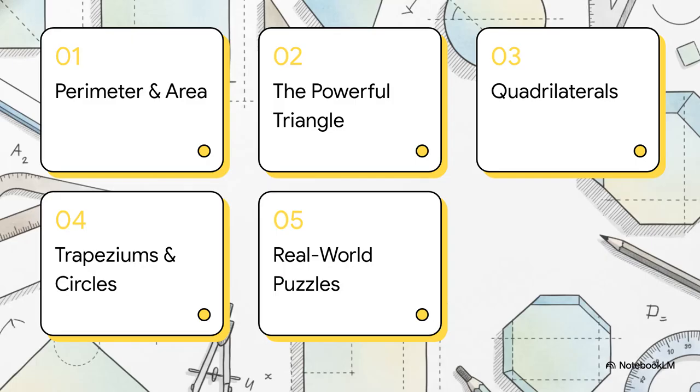So here's our game plan. We're going to start with the absolute basics. What's the difference between perimeter and area? Then we'll see how those ideas work with triangles, the building block for pretty much every other shape. After that, we'll jump into quadrilaterals, tackle a few special cases like circles, and then the fun part. We'll put it all together to solve some real-world puzzles.